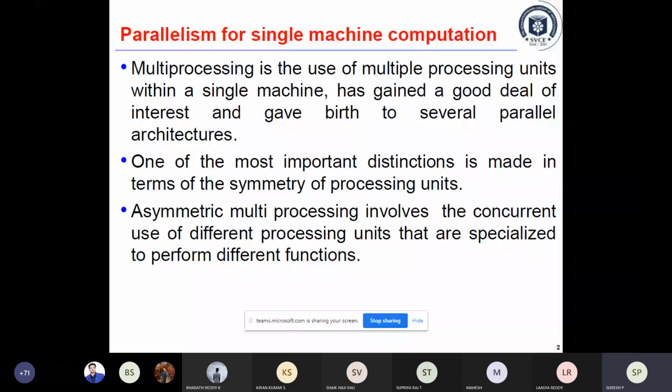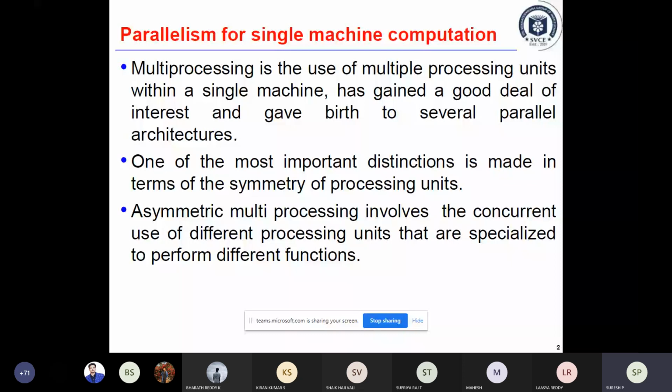One of the important distinctions you are going to make is that this multiprocessing system is further classified into 2 types: symmetric processing system and asymmetric processing system. The symmetric processing system is also a type of multiprocessing. Here, 2 or more identical processors are connected to a single shared memory.